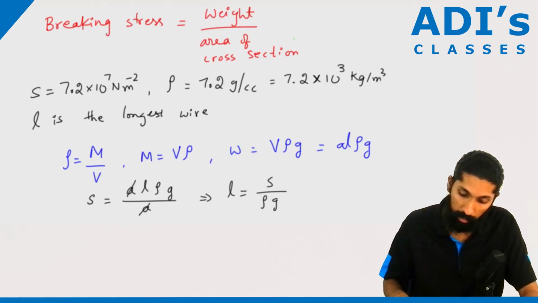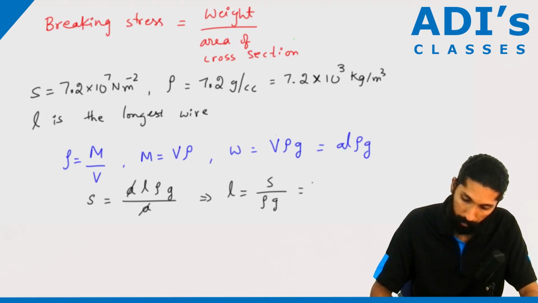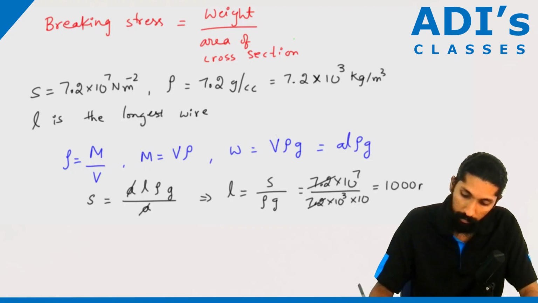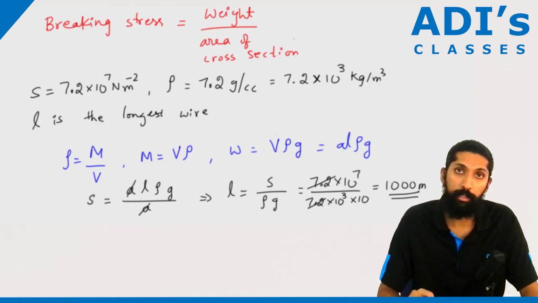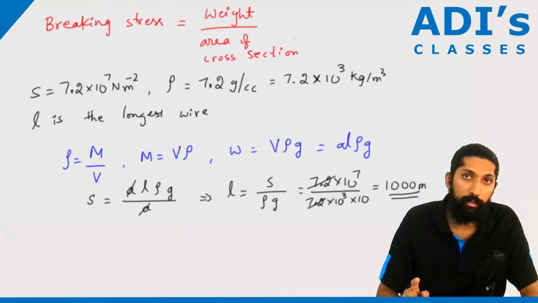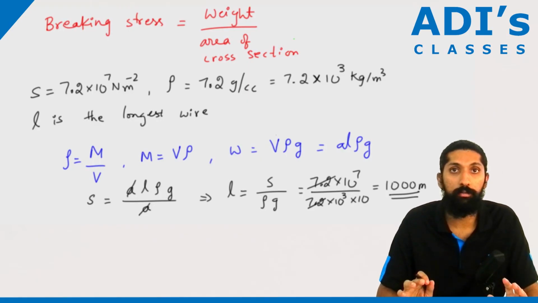Substitute the values. If you substitute, you will get 7.2 into 10 to the power of 7 divided by the rho value 7.2 into 10 to the power of 3 into 10. If you take this, you will get 1000 meters. That means the greatest length of the copper wire is going to be 1 kilometer or 1000 meter. So the answer for this question is 1000 meter.